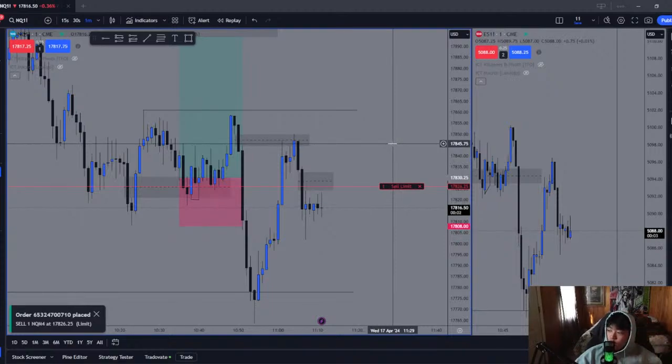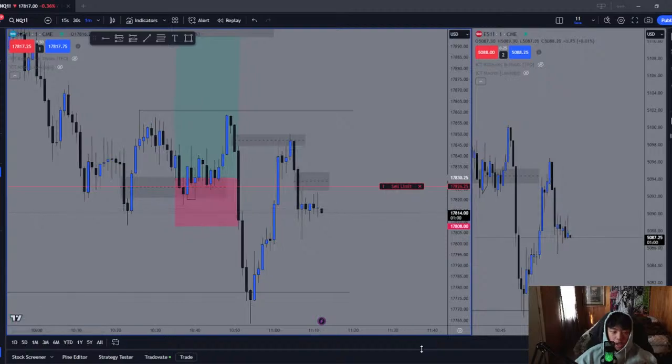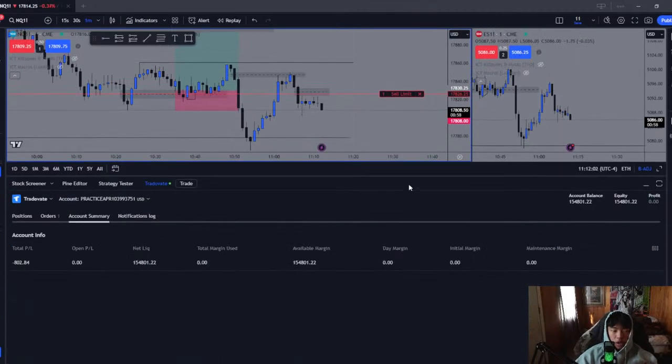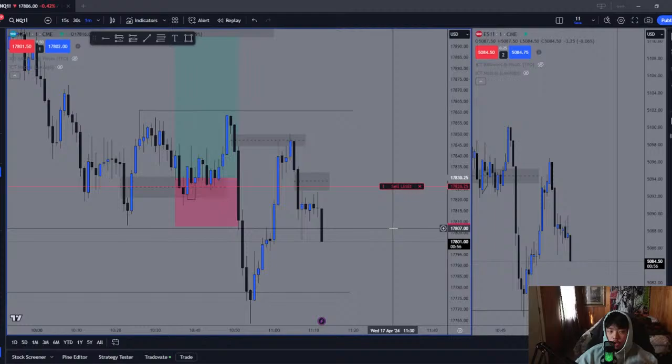How do you trade through TradingView? You mean just analysis? You connect your Tradovate broker to TradingView, and then you can trade on TradingView.